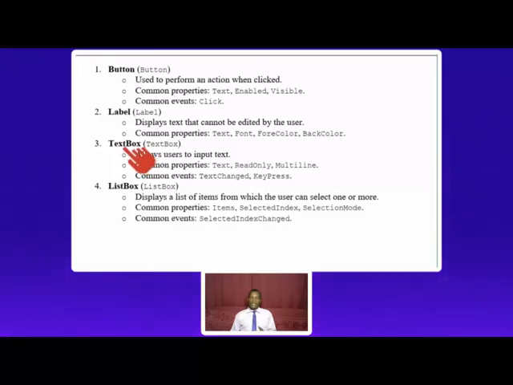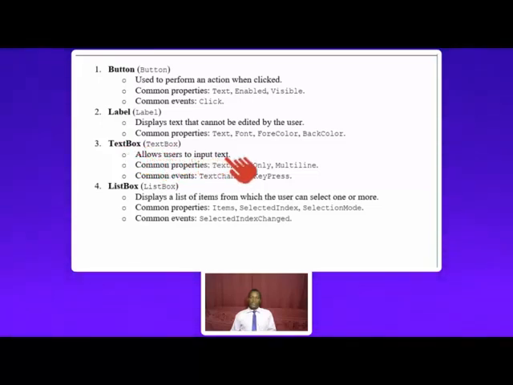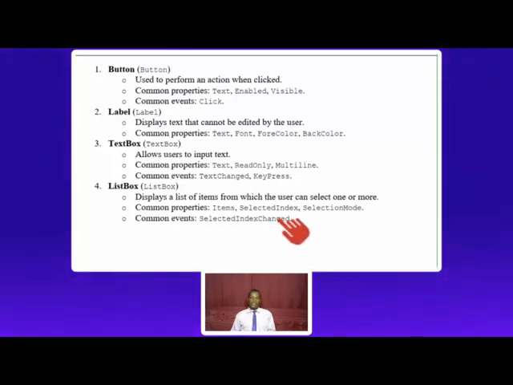Then we have the control text box, which allows users to input text, and common properties will include text, read-only, multi-line. And common events for a text box will include text changed, key press. Then we have a list box, which displays a list of items from which the user can select one or more items. Common properties will include items, selected index, selection mode, and then common events for a list box will include selected index changed.